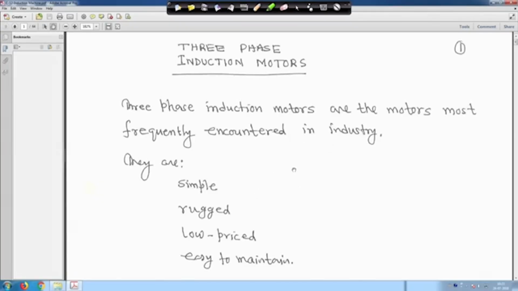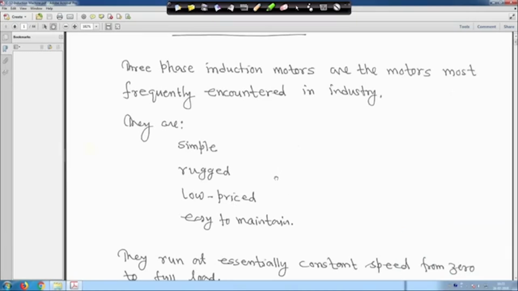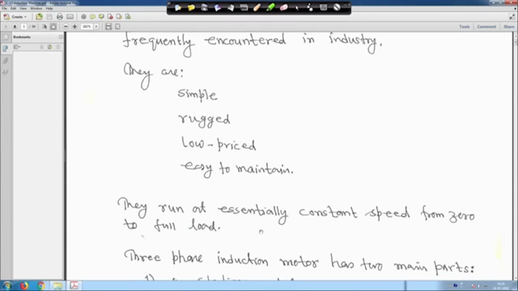So, 3-phase induction motors are the motors most frequently encountered in industry. They are simple, low priced, and easy to maintain. You will find induction motors in all the industries, because without them nothing will move in the industry. They run at essentially constant speed from no load to full load. Sometimes constant speed means synchronous speed, so sometimes we call it a constant speed.